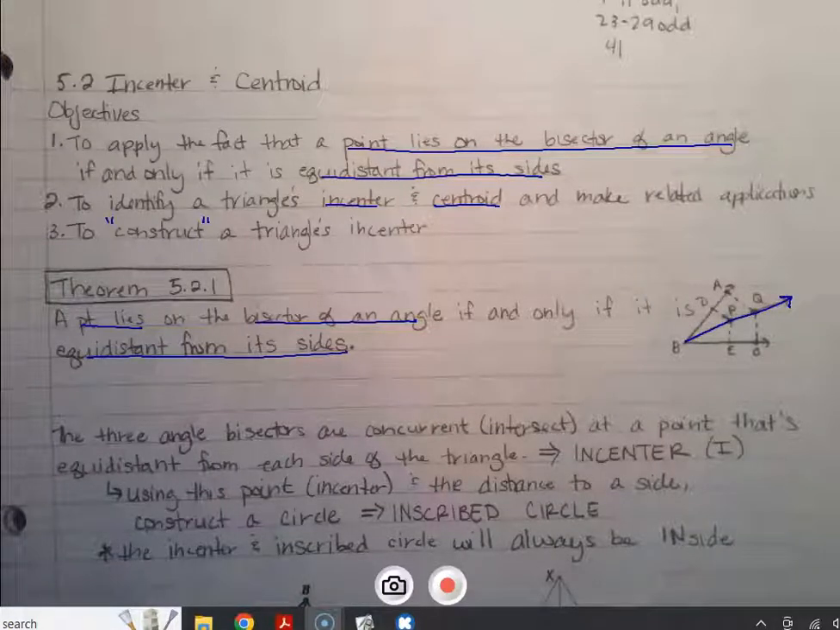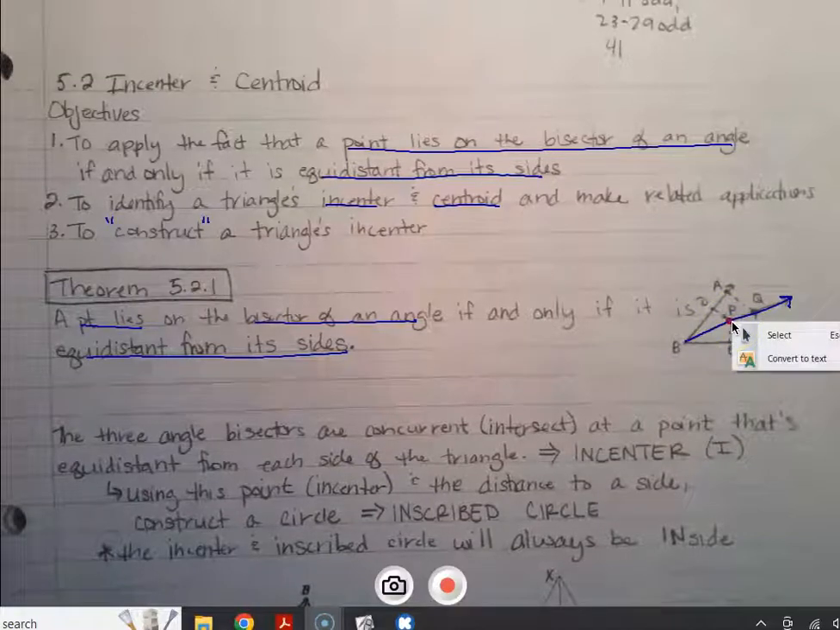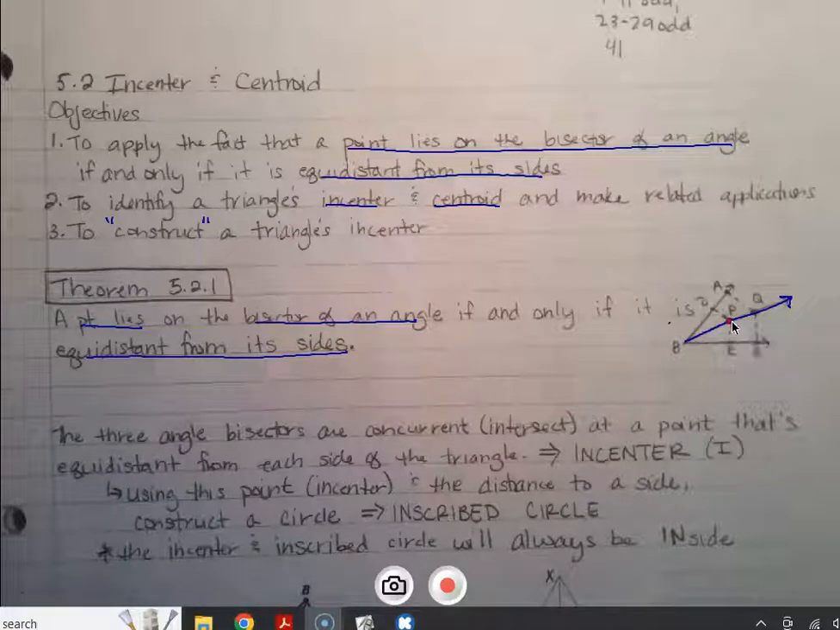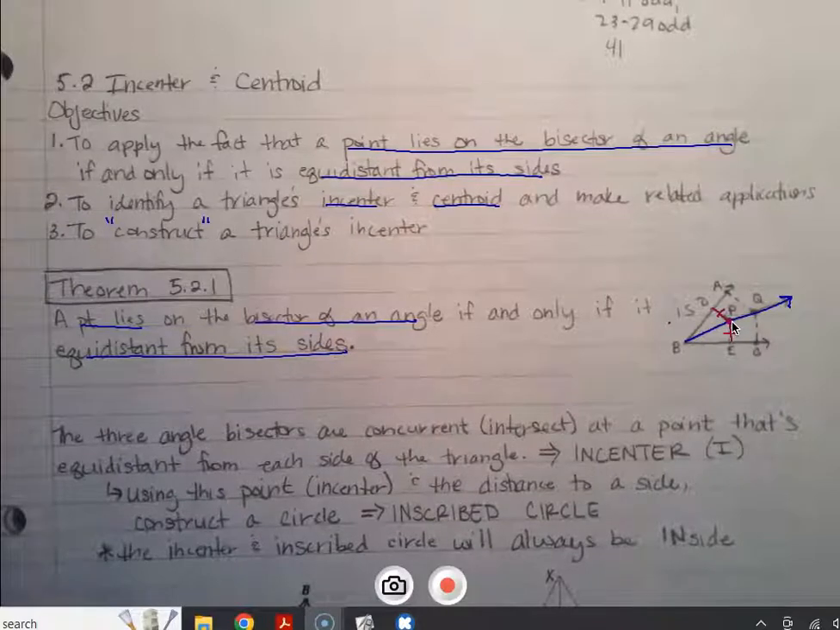Perfect. Okay, so if we look at point P, because this is a biconditional, it means either way it works. So if we have a point on the angle bisector, we know that it's equidistant from the sides of the angle, so the angle sides. So we know that BP is equal to the length of PE because the point is on the bisector. Does that make sense?